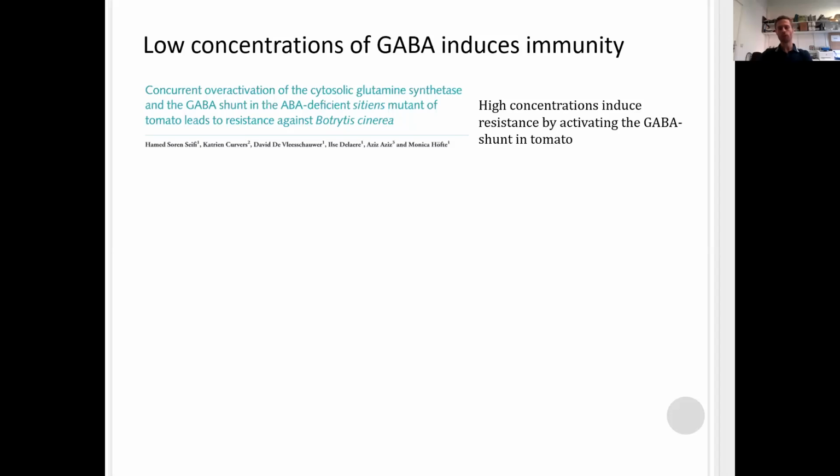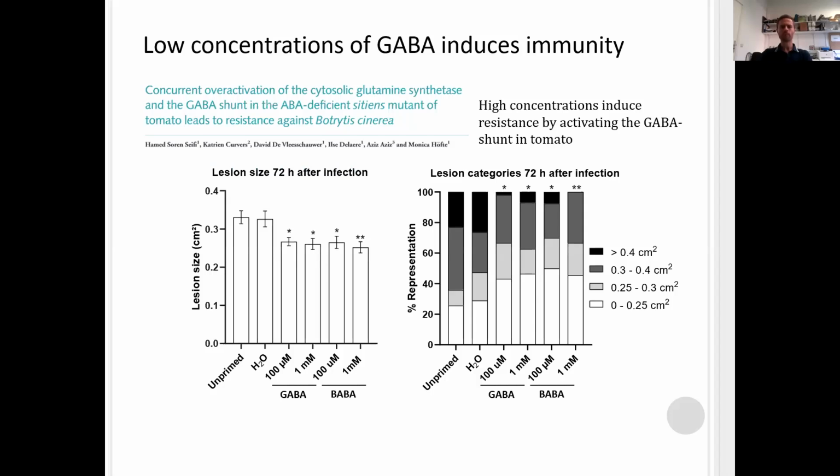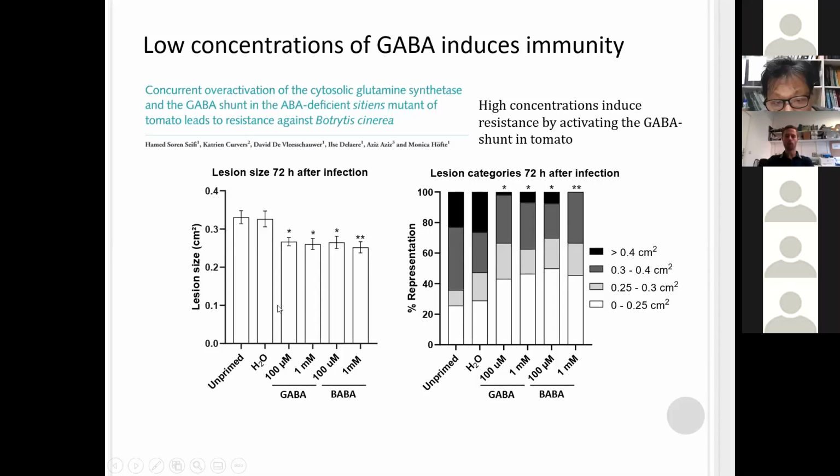So we were more interested in the signaling effects of GABA. So we looked at lower concentrations. And we treated plants with lower concentrations of GABA, and we found that even at 100 micromolar or 1 millimolar, it was comparable to a well-known priming agent, BABA. So BABA is beta-aminobutyric acid. It's a structural isomer of GABA, but it's been well characterized to function as a priming agent in plants. And GABA at both low concentrations was comparable to this well-known priming agent.